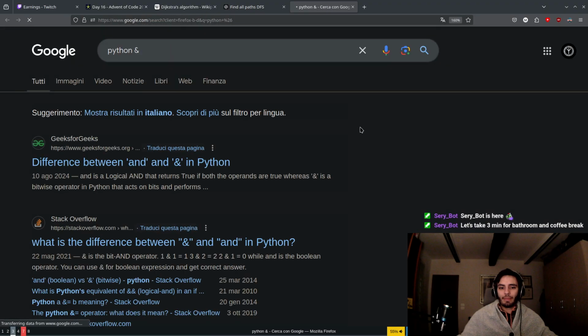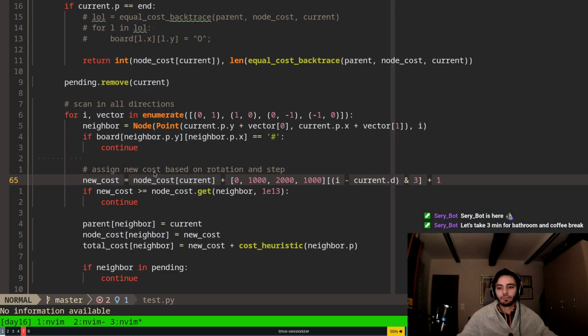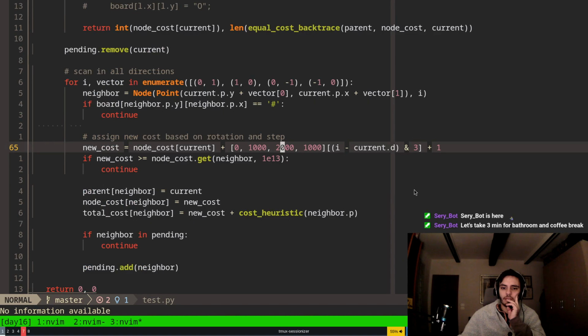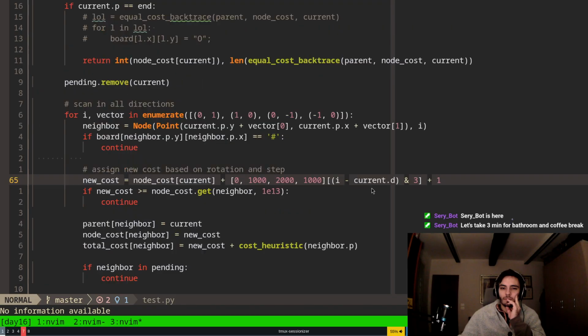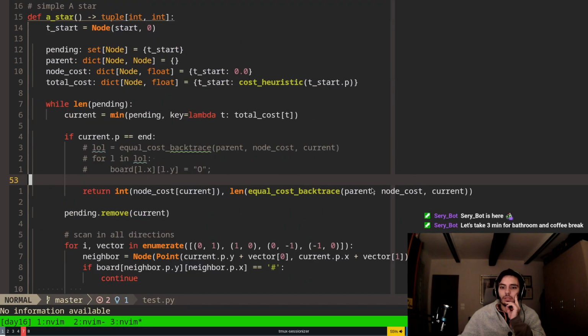Python. Okay, maybe I see what's going on. So he's doing some clever stuff to basically say if we're saying direction is 0, if it's either left or right is 1, otherwise 2000. But he isn't updating the direction. Where does he account for direction? Nowhere.